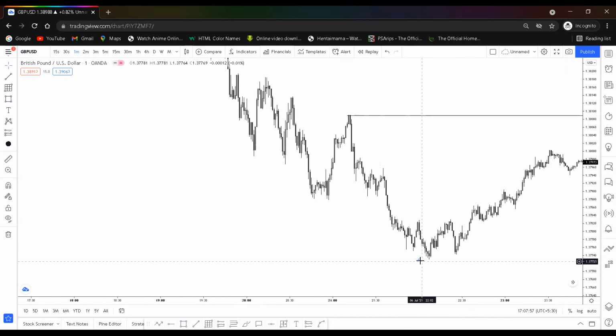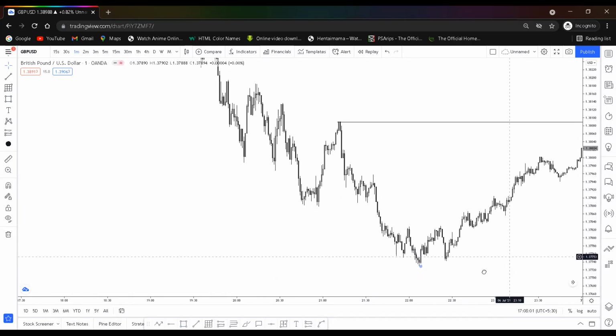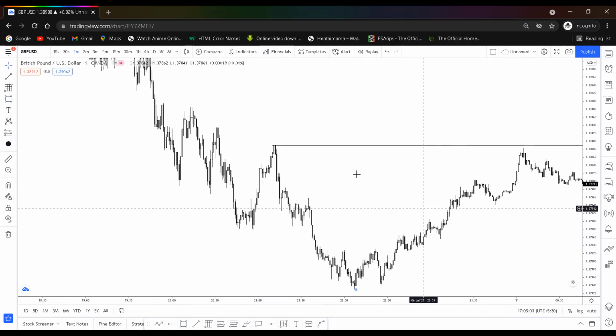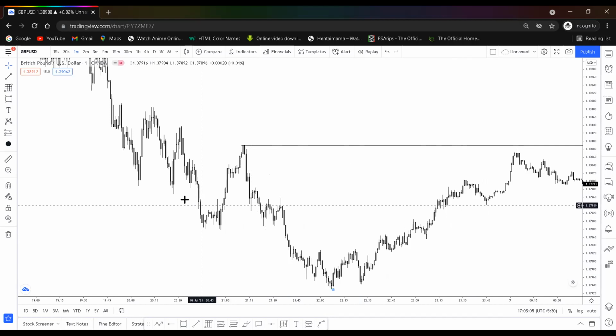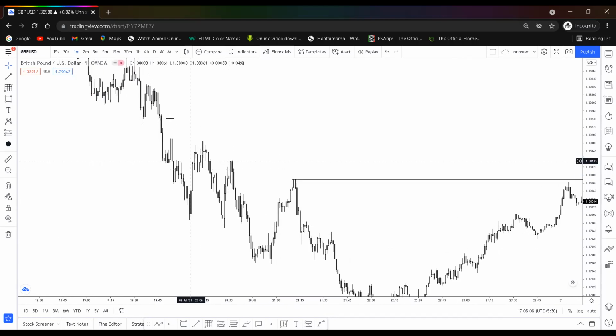I told you pullbacks come. Pullbacks come once a major high or low has been taken out. So now you see how price came back down: lower highs, lower lows, lower highs, lower lows, lower highs, lower lows, lower highs, lower lows.